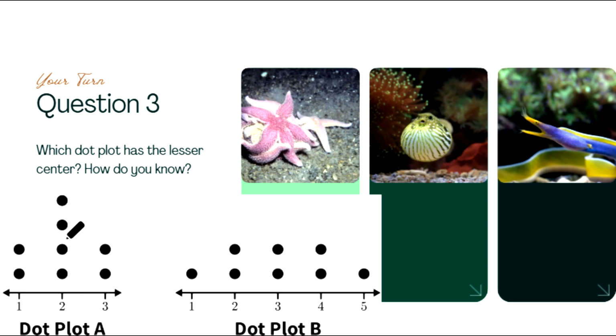1, 2, 3, 4, 5, 6, 7, 8. Half of 8 is 4. 1, 2, 3, 4. Even number. Got to take 2 dots. Okay. So this one is going to have a value of 2 for both the median and the mean.